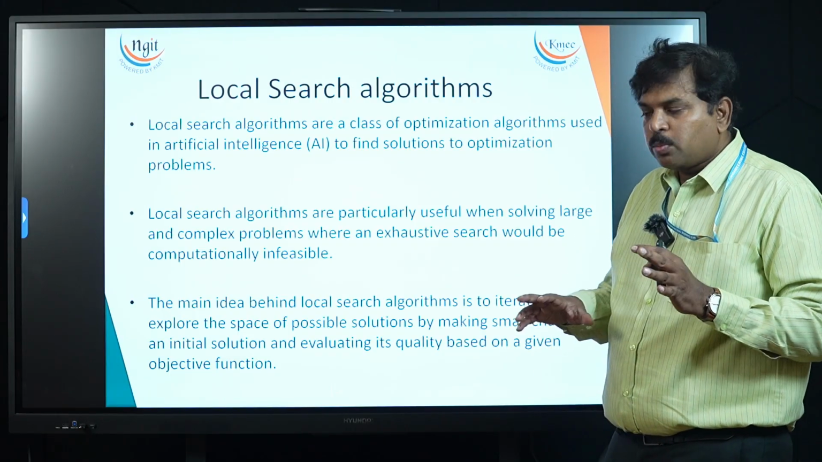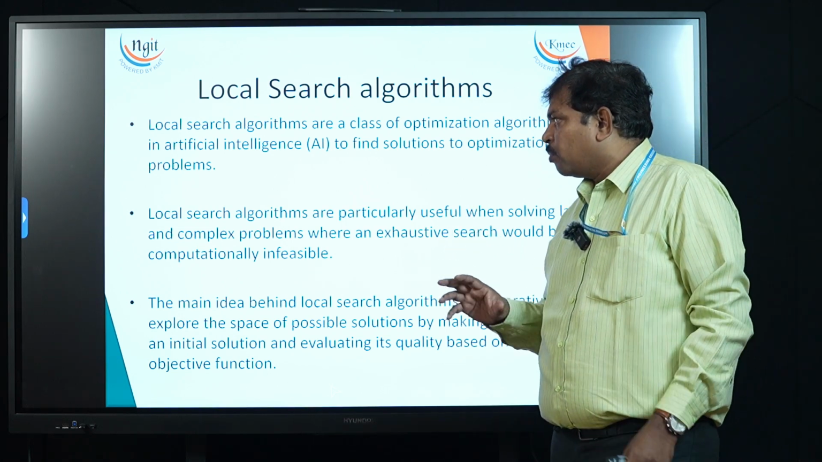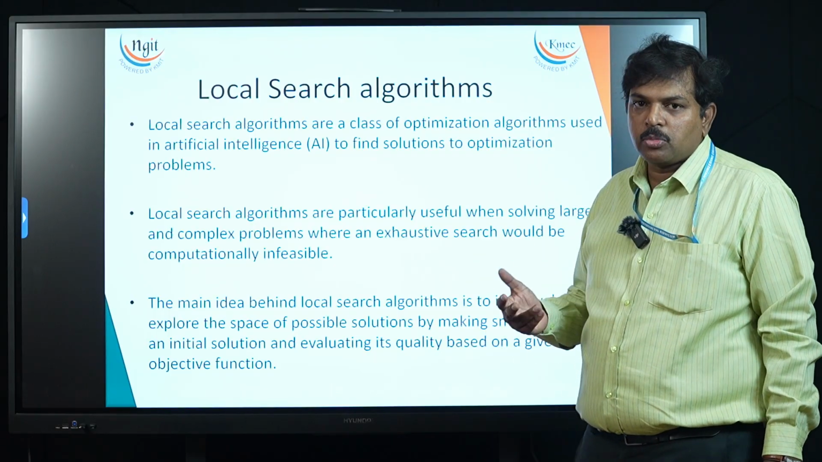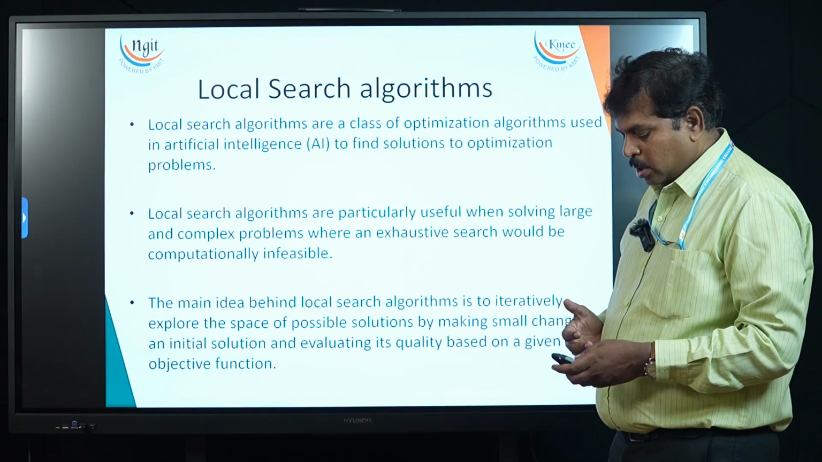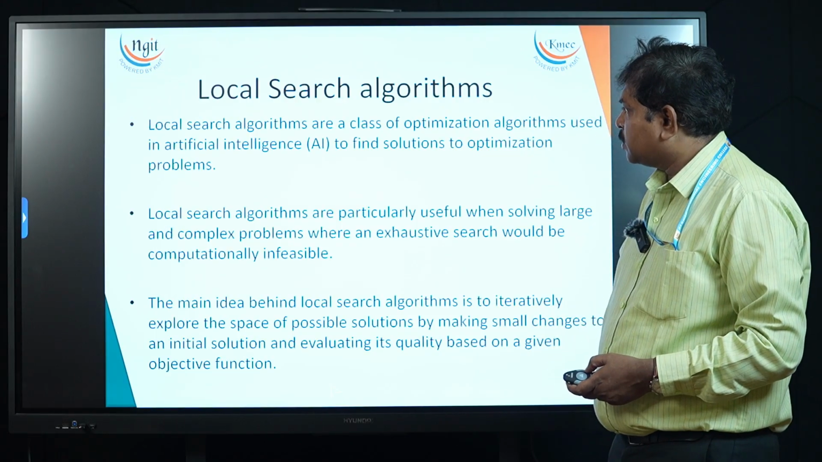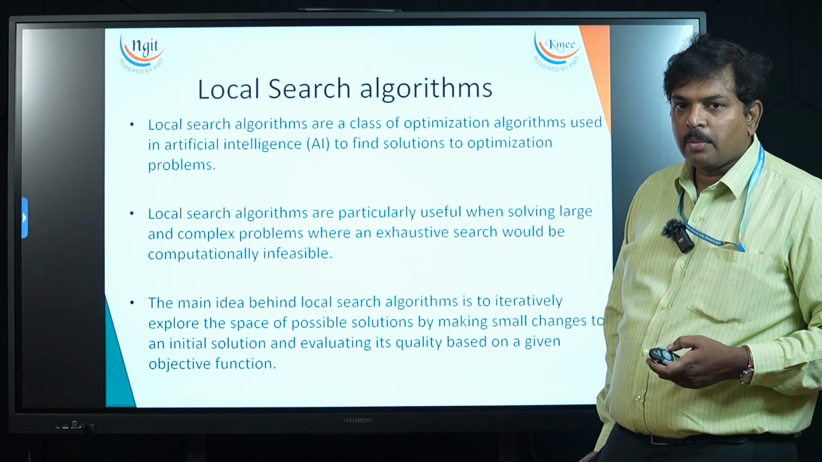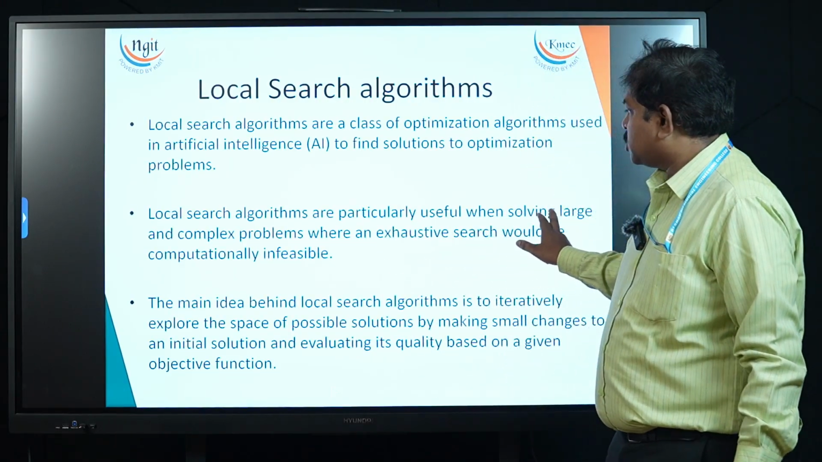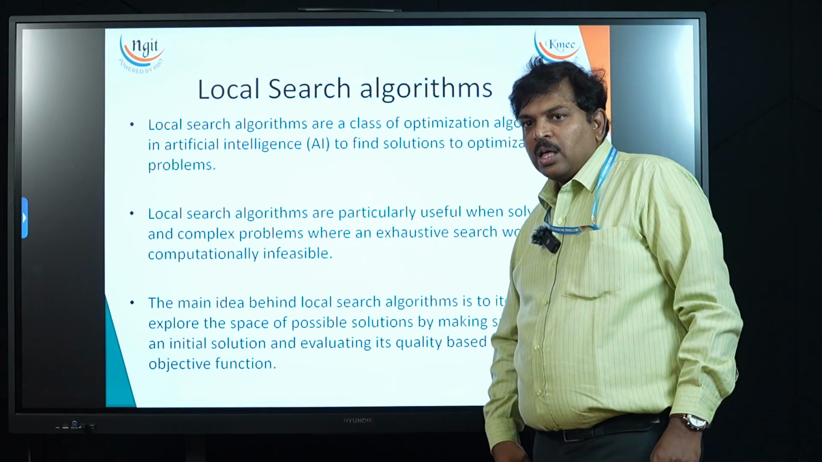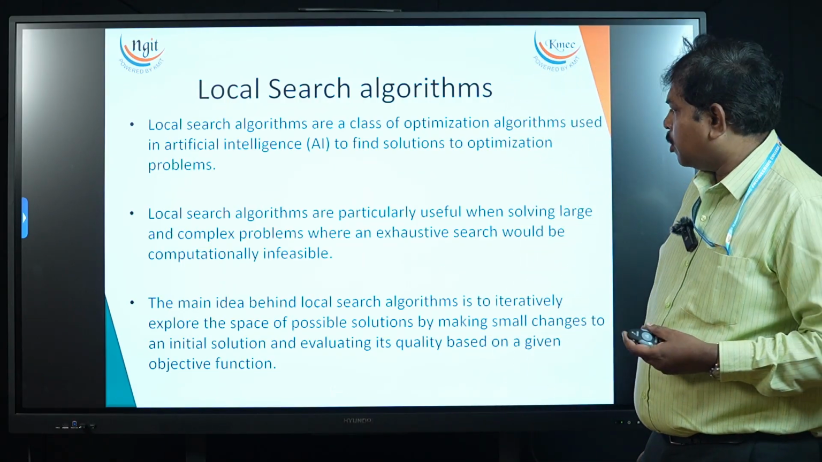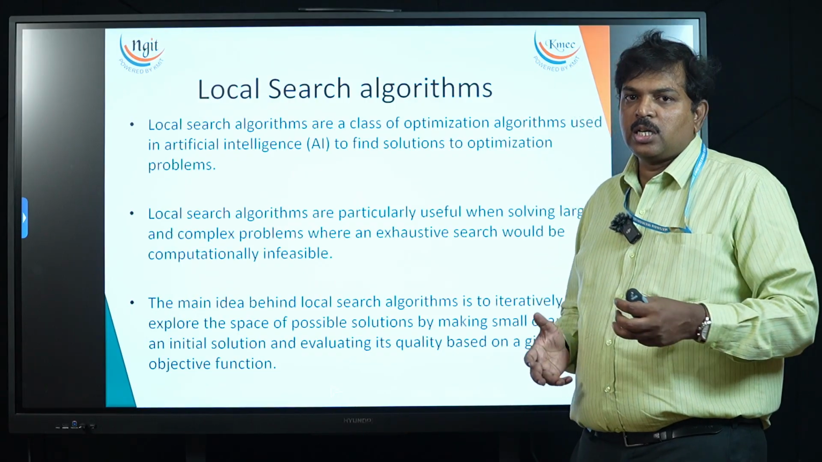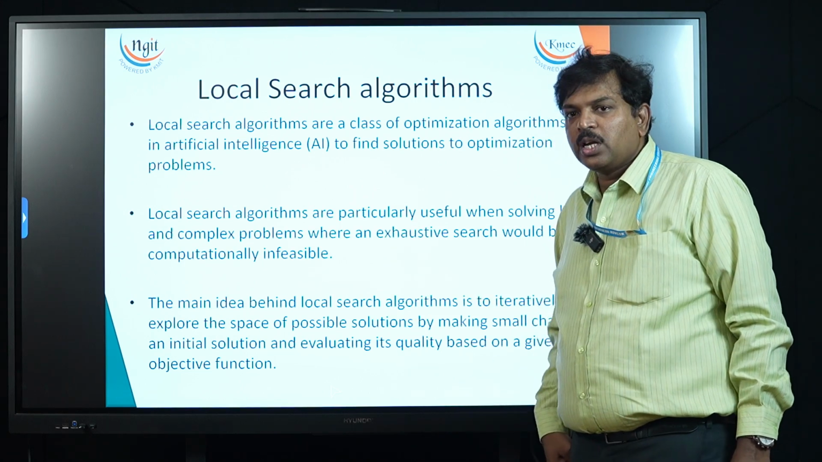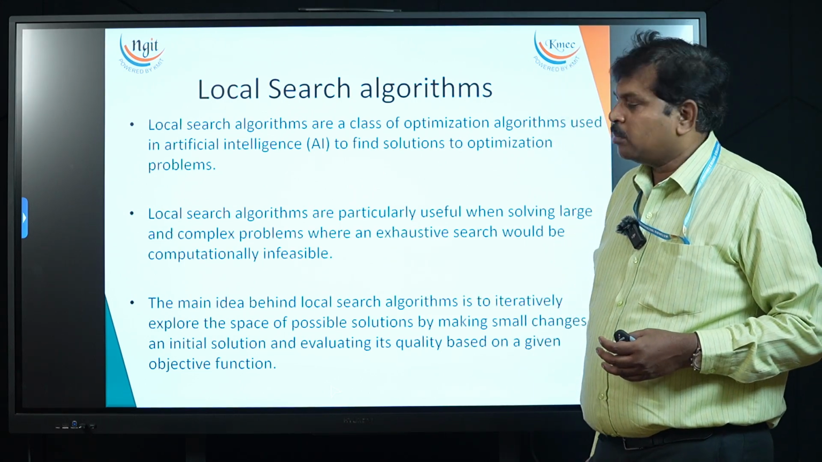He is not exploring the entire state space of your problem, only giving one random solution and improving that random solution step by step so that it gives the correct measures. Such algorithms we call local search algorithms. Local search is particularly useful when solving large and complex problems. When we try to solve a large complex problem, we generally get a very big state space, so exploring the entire state space becomes very problematic.